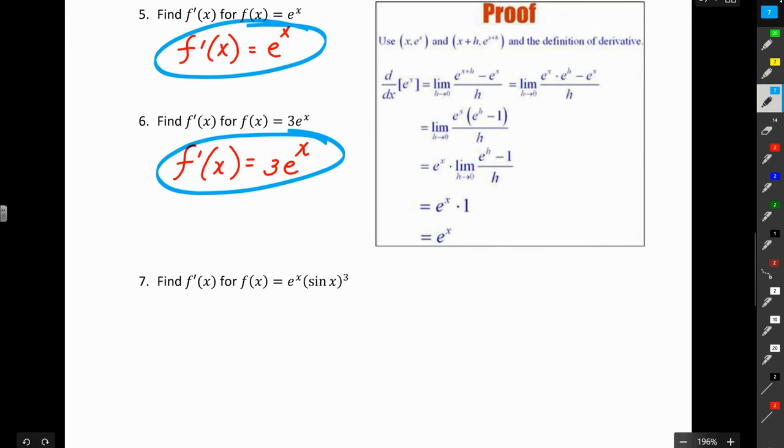Now for number 7, we're going to have to use the product rule because we have an x in this part and we have an x in this part. So we're going to use the product rule. Now we'll fill that in.